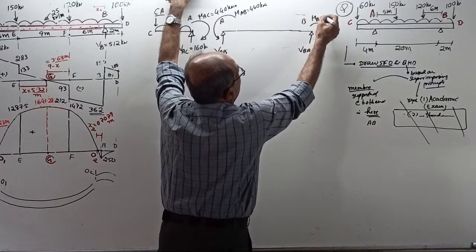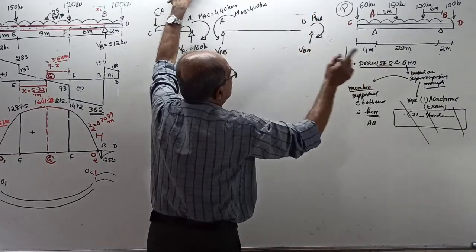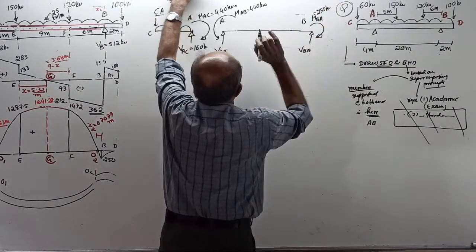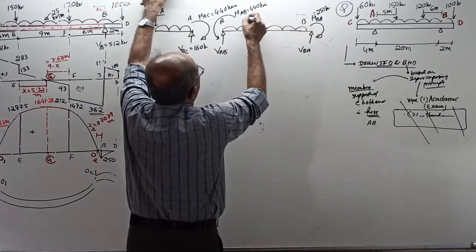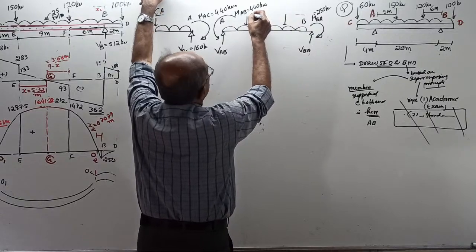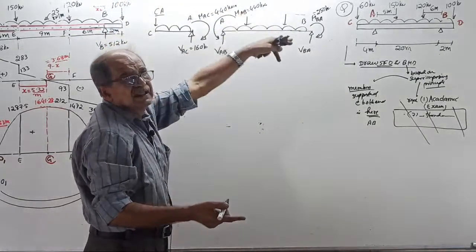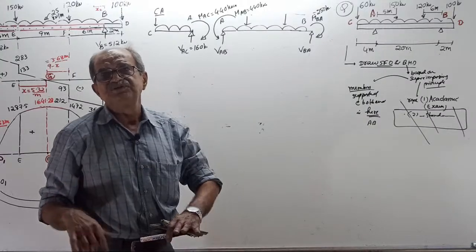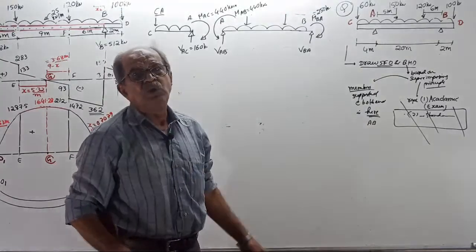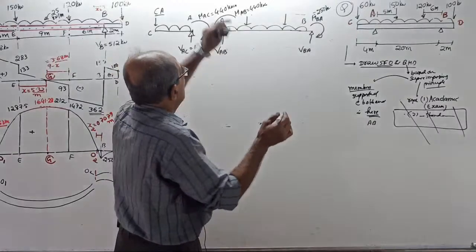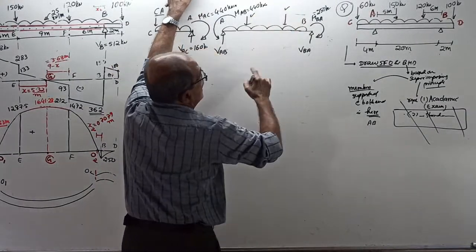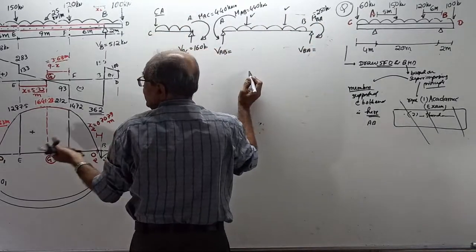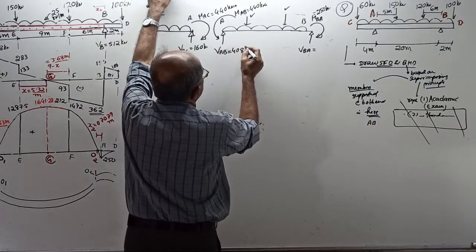MBA equal to that which comes from the other side; it is 250 kilonewton meter. And a UDL here and a point load here. All you know from last time; enter the values. I won't waste time because my purpose is the bending moment diagram. Since my purpose is the bending moment diagram, I want the SFD also. So start here. Enter the point load, then enter the UDL. Then this reaction, you will get 408 kilonewton.